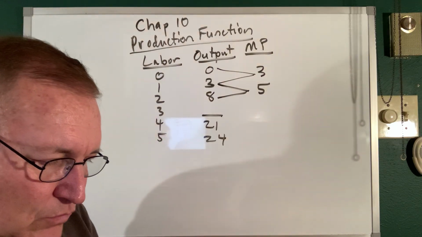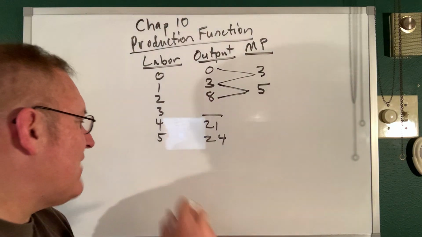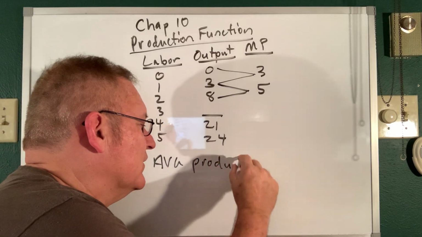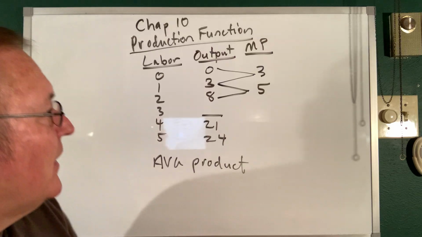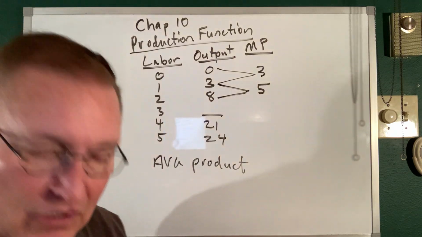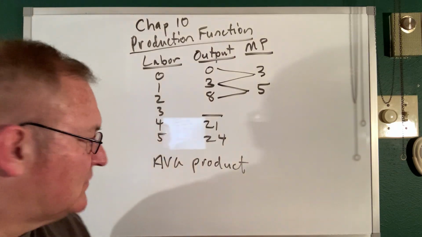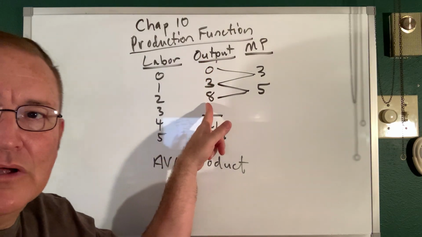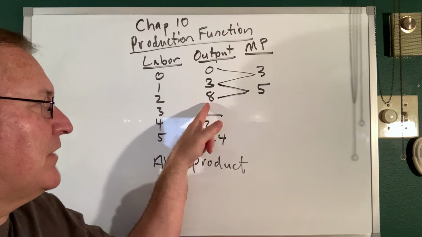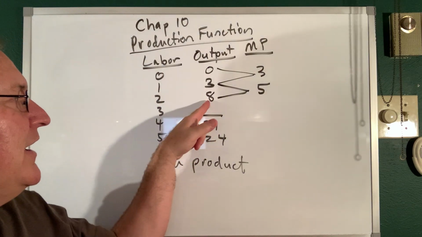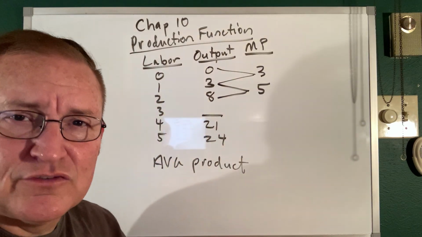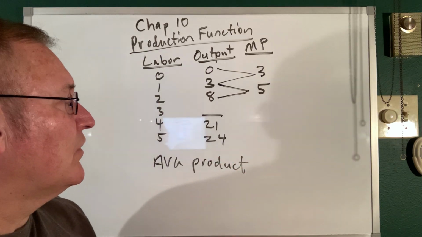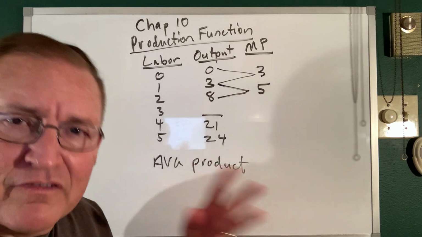If I asked you what the average product was when, let's say, 2 workers are hired, what's average product? Well, average product is just the output, in this case 8, divided by the number of workers. So 8 divided by 2 is 4. So on average, each worker is responsible for 4.